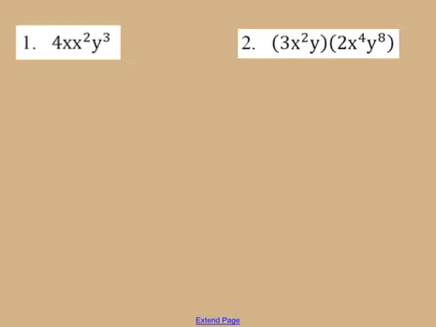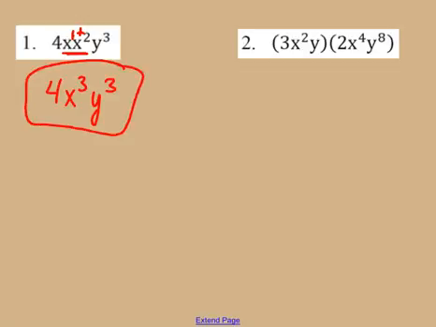Here's number 1. The only thing I see here is this base is written twice. One of our rules was we can't do that. That 4 is not to any power, so I'll just leave it the same. This is like a 1 here. If they don't write it, it's a 1. So 1 plus 2 is 3, so I'd have x cubed and y by itself. How much addition and subtraction do I have there? I don't have any. So I'm done.